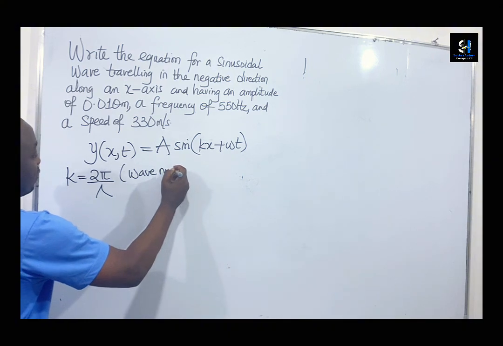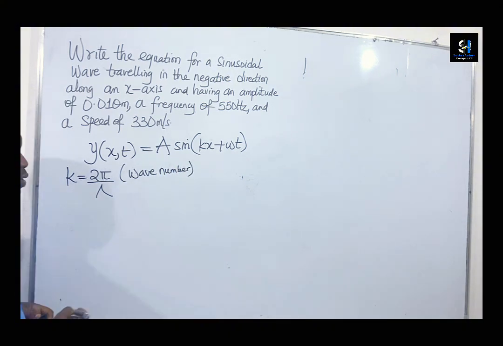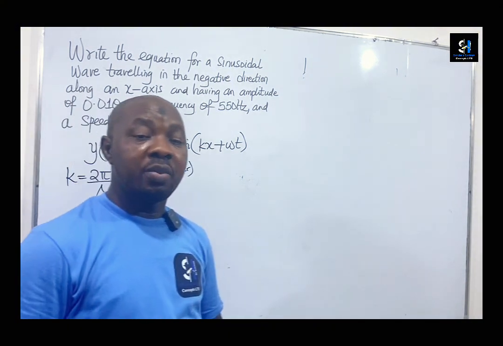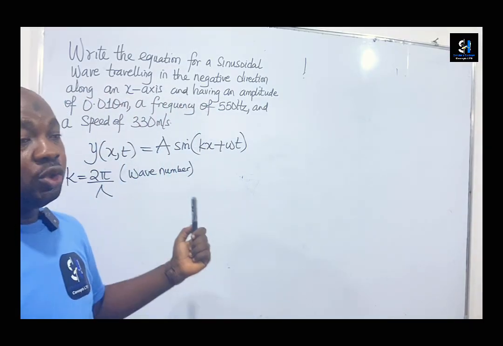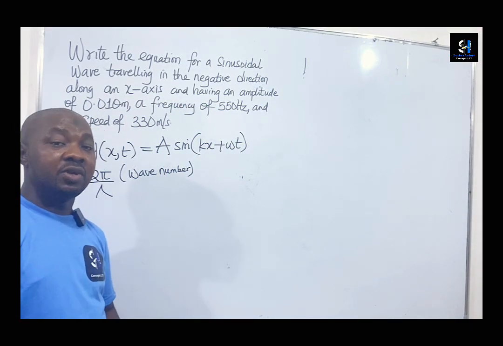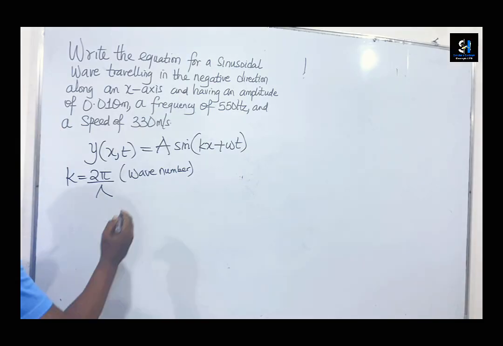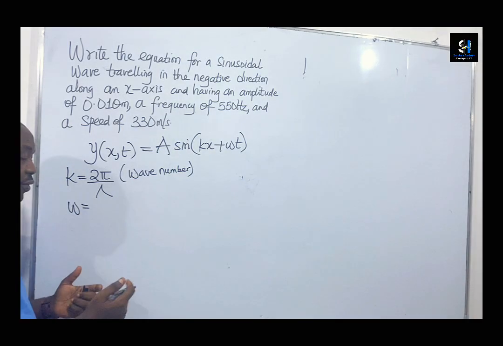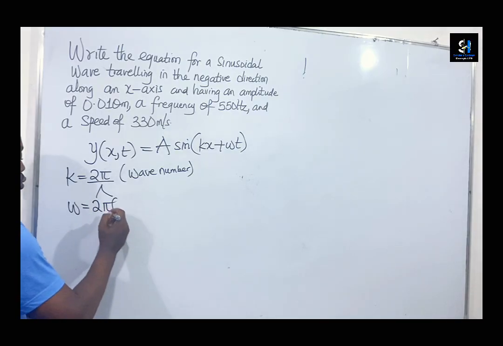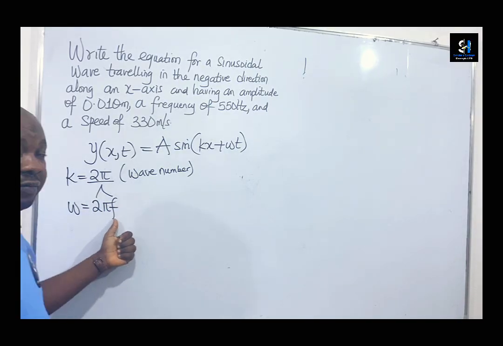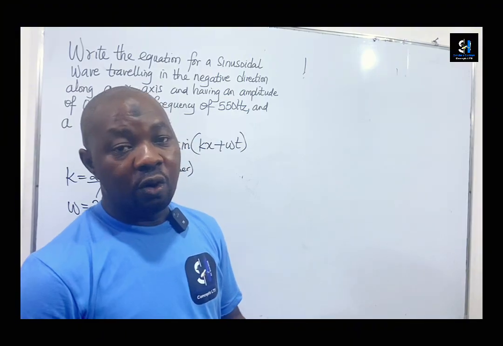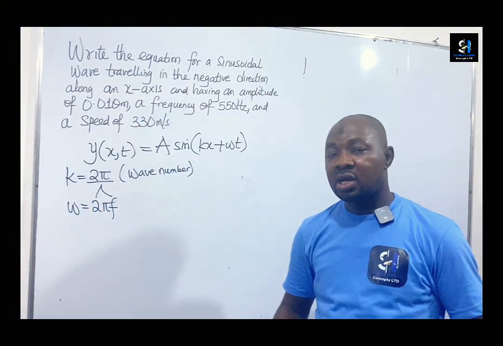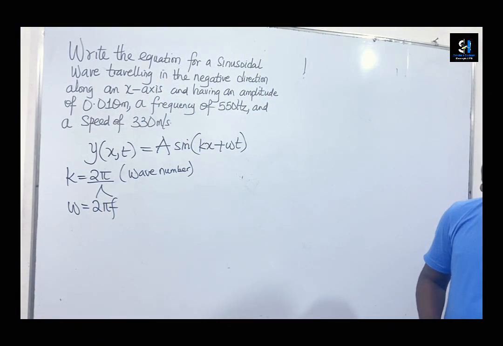Now, let's not forget that k equals 2 pi over lambda, and k is known as the wave number. Wave number is the number of waves per unit distance, and its unit is radians per meter. Then omega is known as the angular frequency, which is 2 pi f, where f is the frequency of the wave, the number of cycles made in 1 second.